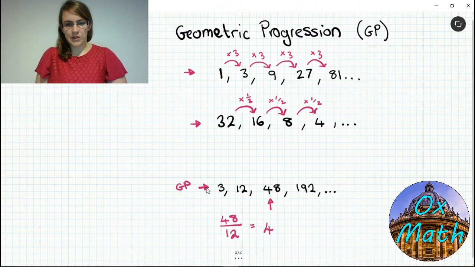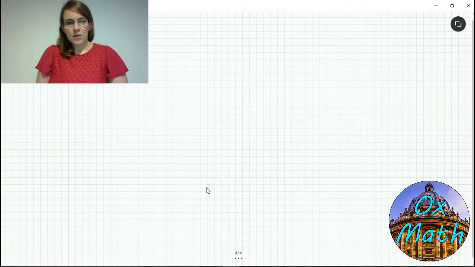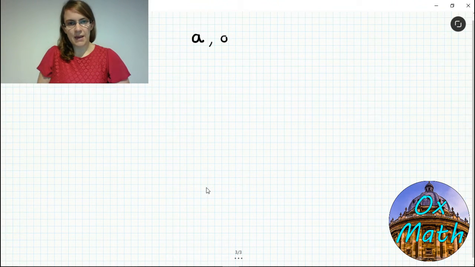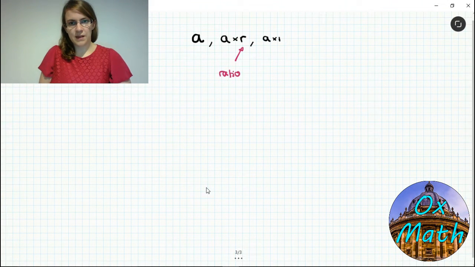So my common ratio each time is 4, and if we double check, 3 times 4 is 12, 12 times 4 is 48, and 48 times 4 is 192. So we can see that there is a common ratio each time. More generally then, remember we said that A is used as the first term of a sequence. So the next term would be A multiplied by our common ratio, so we will call that R. So R is the common ratio of our geometric progression. Our third term would be equal to A times R, our second term, multiplied by R again, so A times R times R.